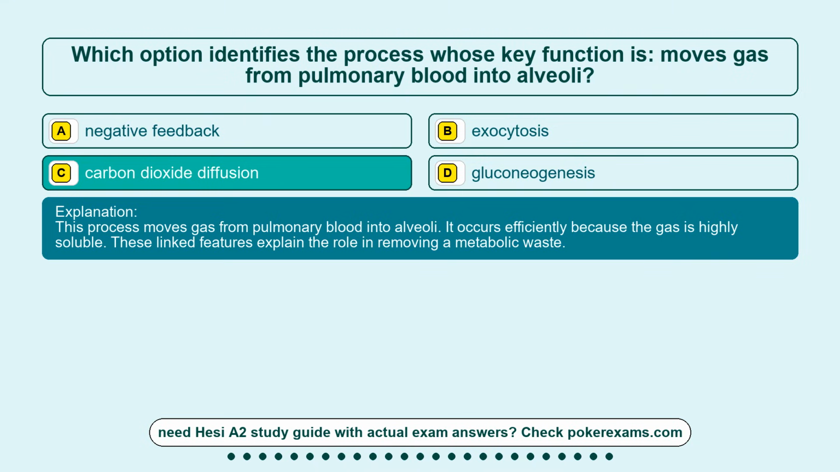This process moves gas from pulmonary blood into alveoli. It occurs efficiently because the gas is highly soluble. These linked features explain the role in removing a metabolic waste.